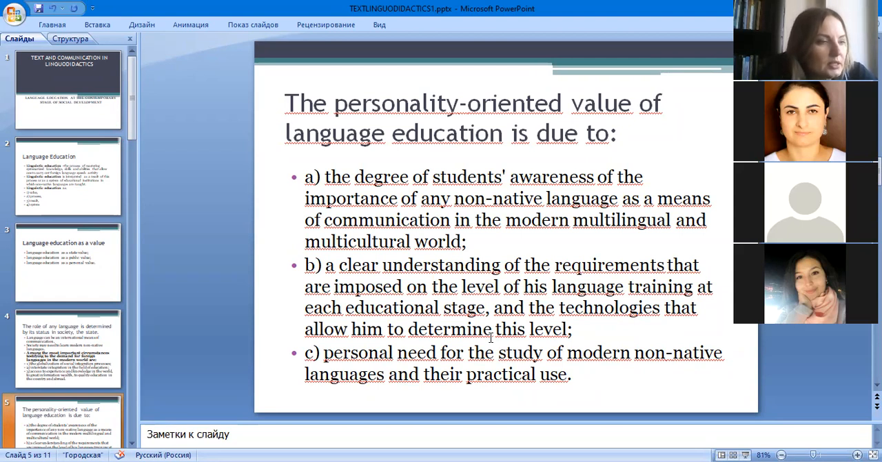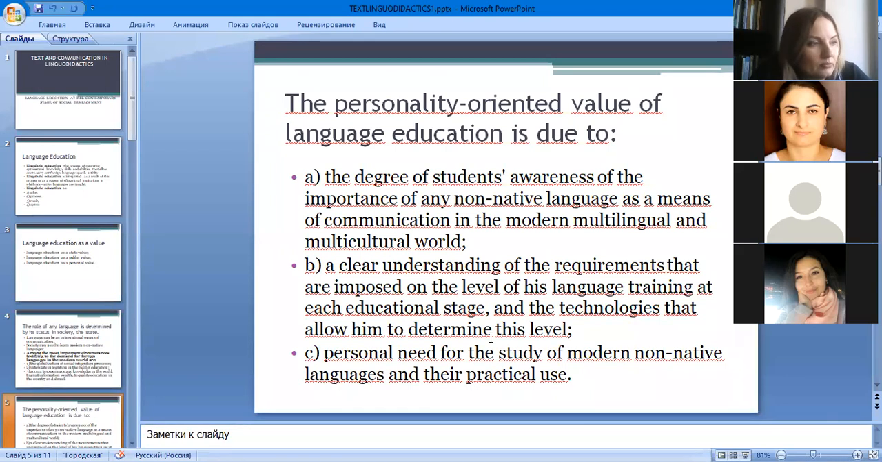Language and consequently linguistic education act as an important tool for successful life of a person in a multicultural and multilingual community of people.